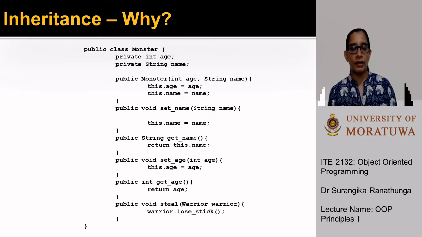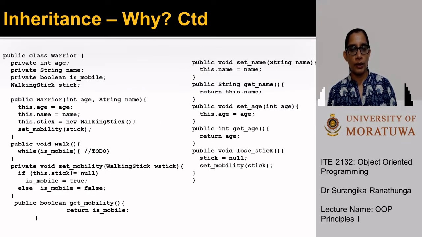So here is the code written for the monster class. It has int age and string name and some getters and setters. If you go to the warrior class, it also has the int age, string name and similar getters and setters for age and name. That means the same code has been written in two classes, which we call redundant code. The problem is called code redundancy. In order to remove that, we can make use of inheritance.